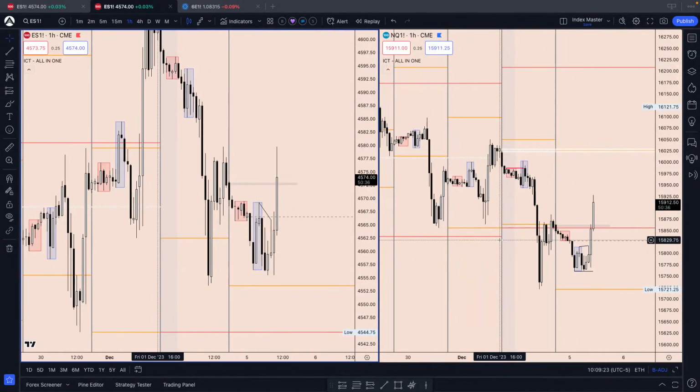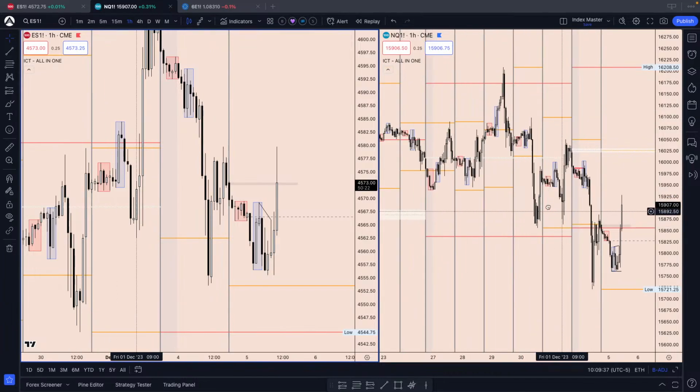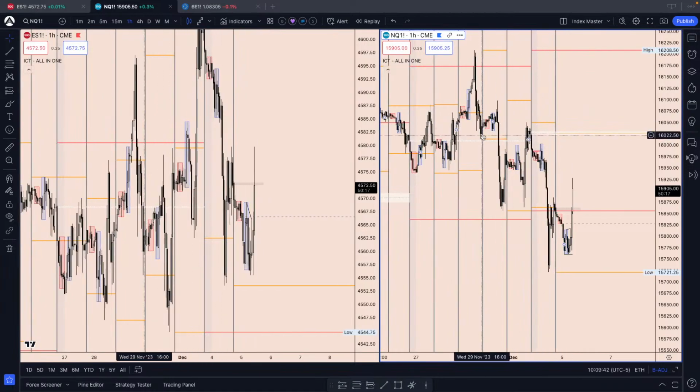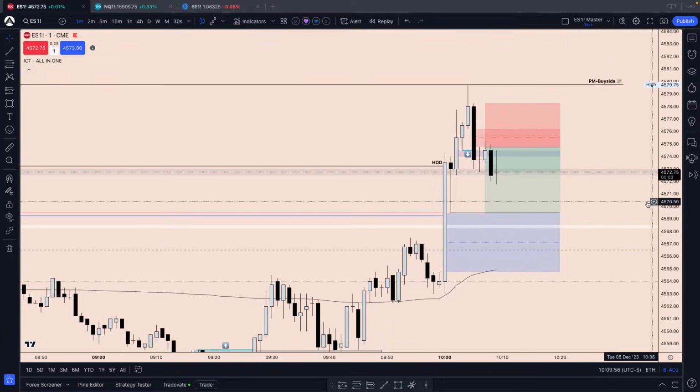Take a look at NQ. NQ is already way past that PM session high, but also kind of in the middle of nowhere inside 2 1-hour bearish fair value gaps right here. Higher high, lower low, higher low, lower low, lower high, lower low. Yeah. Let's just stick to what we do best.